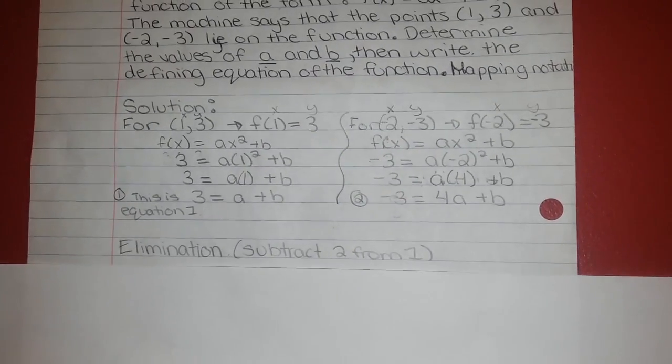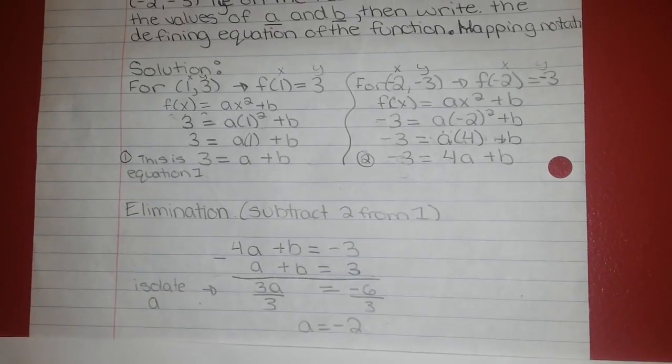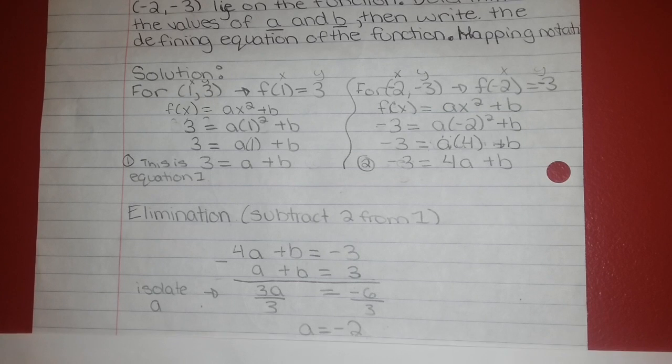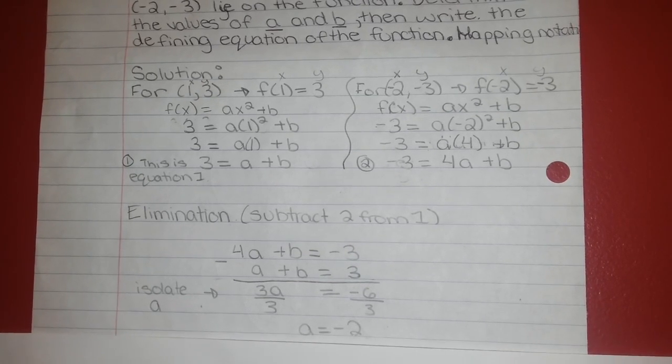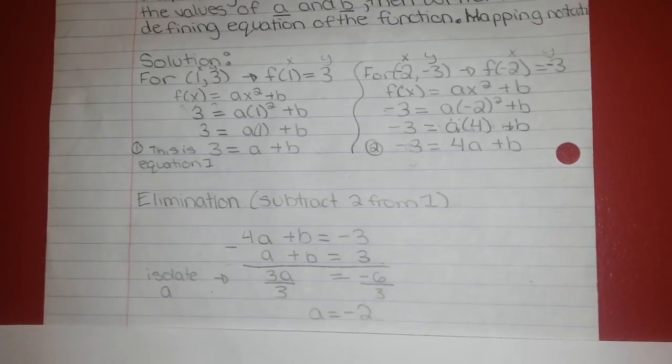Basically, we're going to subtract our equation number 2 from our equation number 1. Once we subtract, we're left with 3a equals negative 6. However, we cannot leave it as that. We need to isolate a. Therefore, we're going to divide by 3 on both sides, and we're left with a equals negative 2.